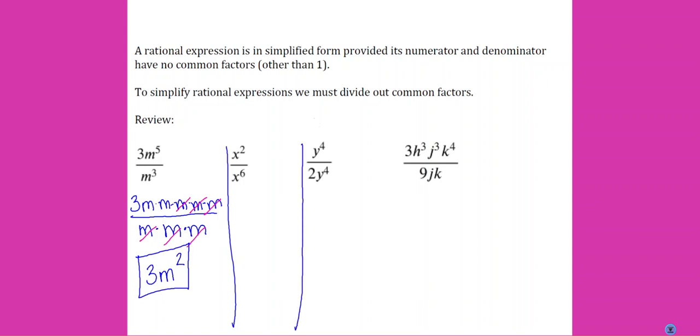In the second one, we have x times x, because it's x squared, over x times x times x times x times x times x. So the 2 that are on the top will cancel with 2 of the x's on the bottom. Since that leaves nothing in the numerator, we need to have a 1 there to save its place. And then since there's 4 x's left on the bottom, it would be over x to the 4th.